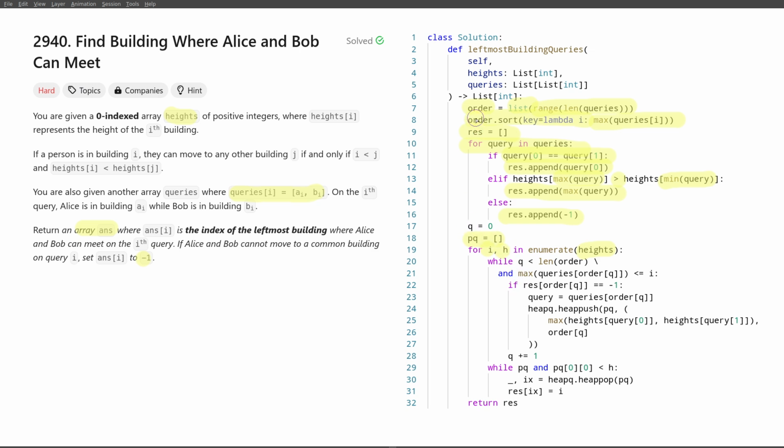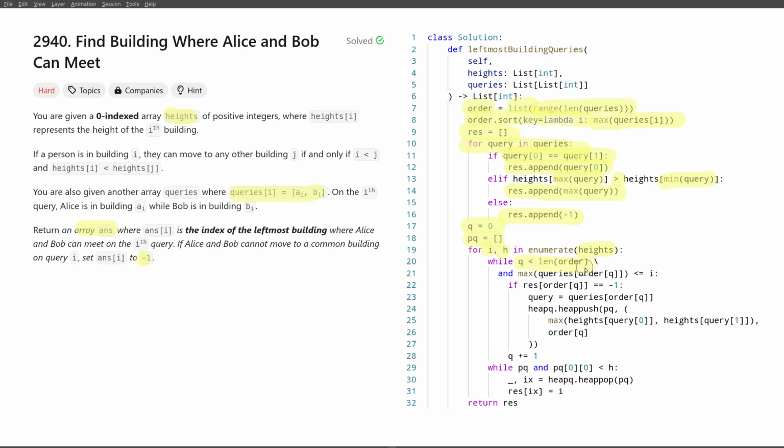So we'll be going over all the queries in order with our pointer q. We have our priority queue, which at first is empty. This is all the queries where both buildings have already been seen, which means that we can have the answer for that query. And now, whenever we take a new building, then all the queries that end at that building can be added to our priority queue.